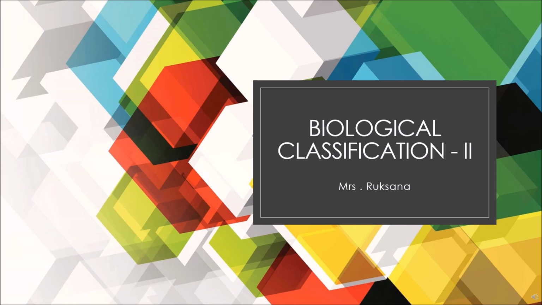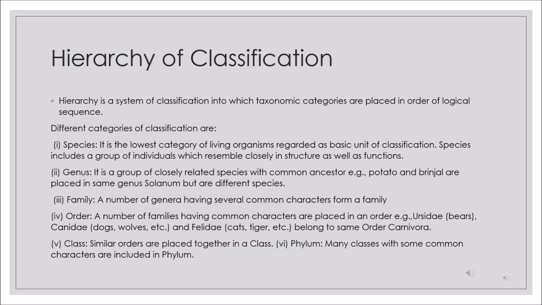I hope you remember all the topics that we have gone through in the biological classification 2 lesson. So till taxonomical aids we have stopped. Throughout the lesson we were seeing what is classification, what are the components needed for classification, why are we classifying this, and what are the types of classification. So those were the things we were seeing. The next topic is hierarchy of classification.